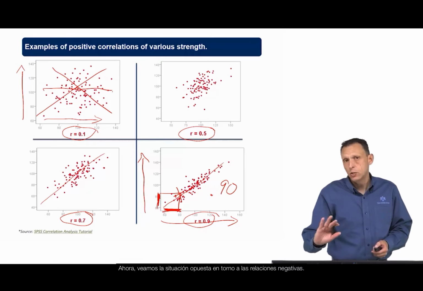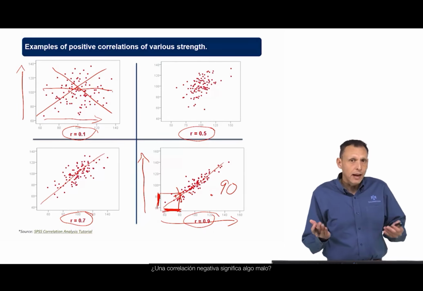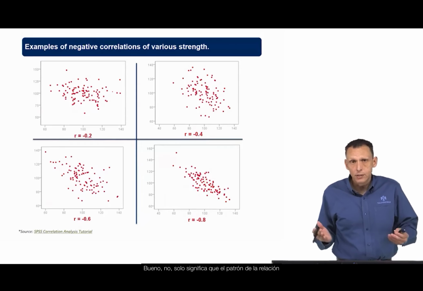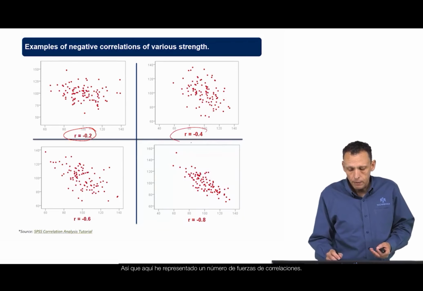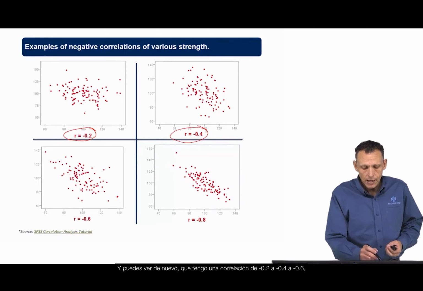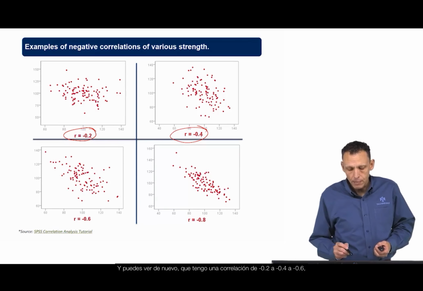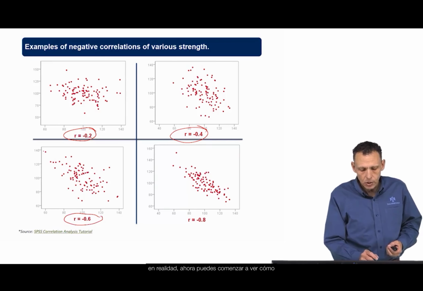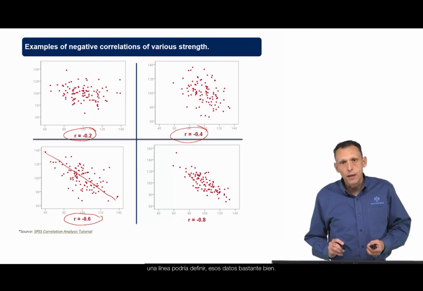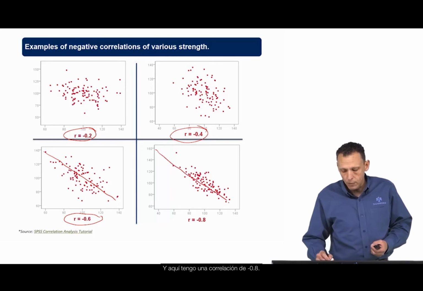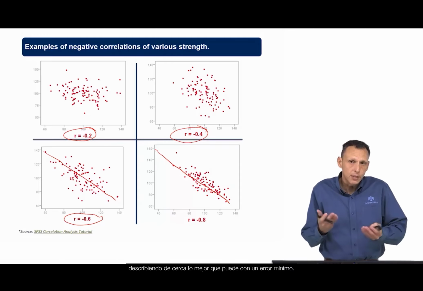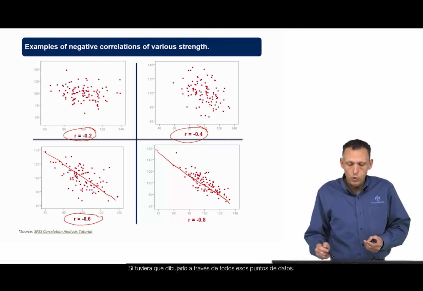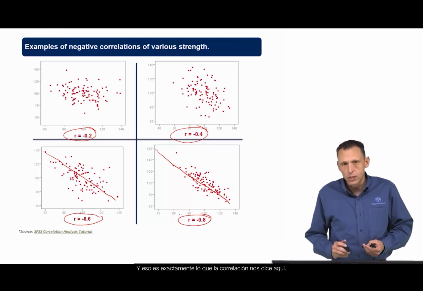Now let's look at the opposite situation around negative relationships. Does a negative correlation mean a bad thing? Well, no, it just means that the pattern of the relationship is in the opposite direction. So here I have represented a number of strengths of correlations, and you can see, again, as I have a correlation of minus 0.2 to minus 0.4 to minus 0.6, you can start to see how a line might define those data pretty well. And here I have a correlation of minus 0.8. This is really now taking the shape of a line, closely describing, as best it can with minimal error, if I were to draw it through all of those data points. And that's exactly what the correlation is telling us.